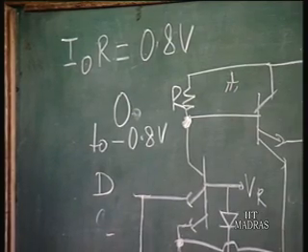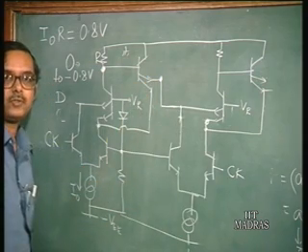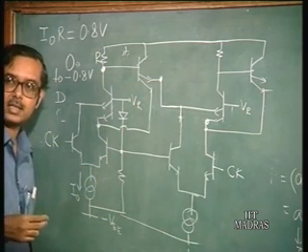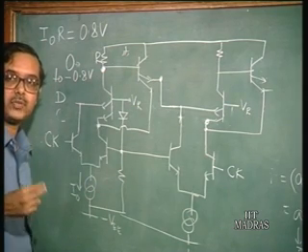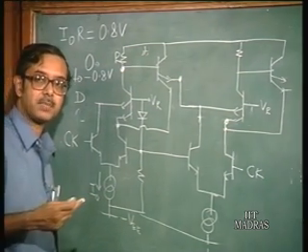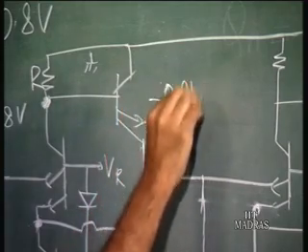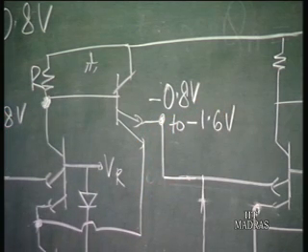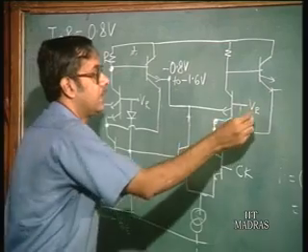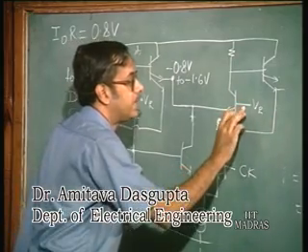Now, what is the output voltage variation? What is the output voltage drop? So, if we assume that the VBE of this transistor is 0.8 volts, the output voltage varies from minus 0.8 volts to minus 1.6 volts. Now, the VR of this circuit, let us choose it to be minus 0.4 volts.